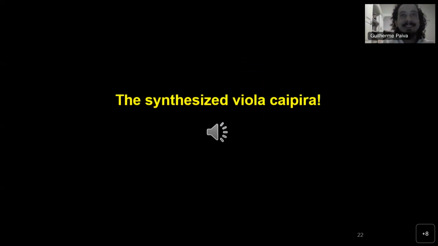So, okay. Now we performed a more realistic condition for simulation. So we can play all the strings, we can play chords. So this is a sample, a demonstration of a more realistic simulation of the synthesized viola caipira.